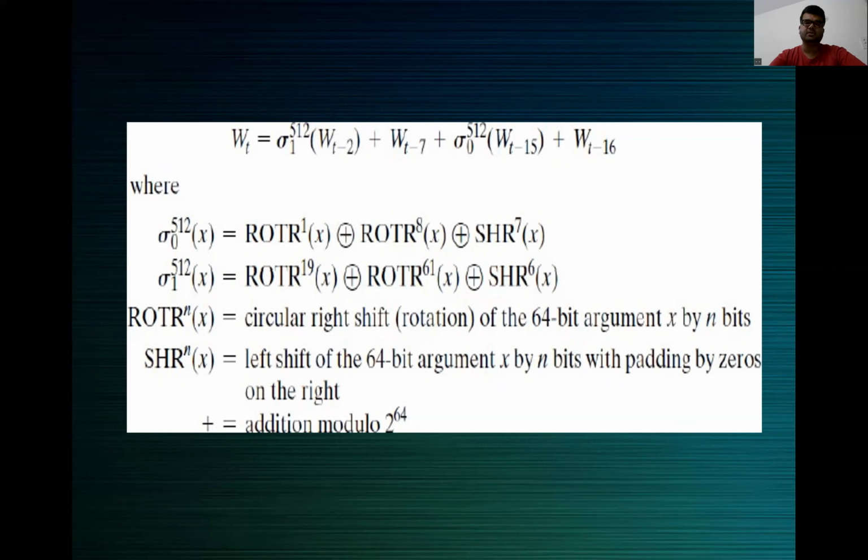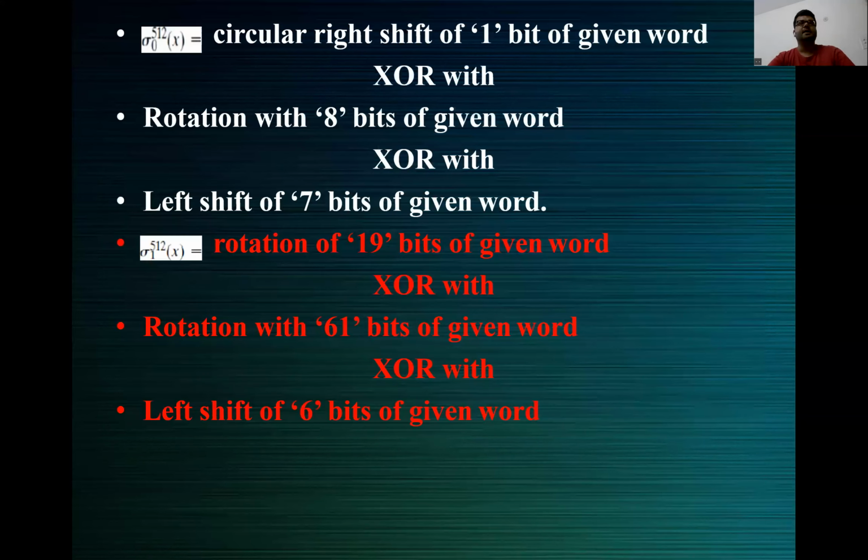ROTR raised to power n of x equals circular right shift rotation of the 64-bit argument x by n bits. SHR raised to power n of x equals shift of the 64-bit argument x by n bits with padding by zeros on the right. Plus equals addition modulo 2 raised to power 64. So sigma0 raised to power 512 of x equals circular right shift of 1 bit of the given word XOR rotation with 8 bits of the given word XOR shift of 7 bits of the given word.